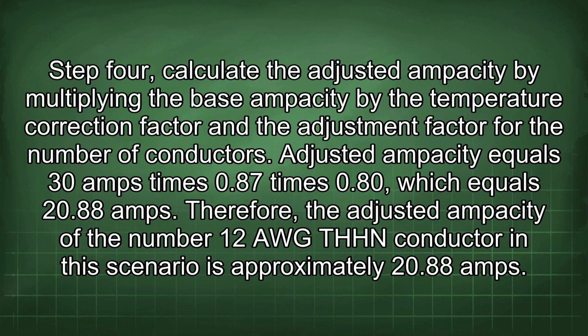Step 4. Calculate the adjusted ampacity by multiplying the base ampacity by the temperature correction factor and the adjustment factor for the number of conductors. Adjusted ampacity equals 30 amps times 0.87 times 0.80, which equals 20.88 amps. Therefore, the adjusted ampacity of the number 12 AWG THHN conductor in this scenario is approximately 20.88 amps.